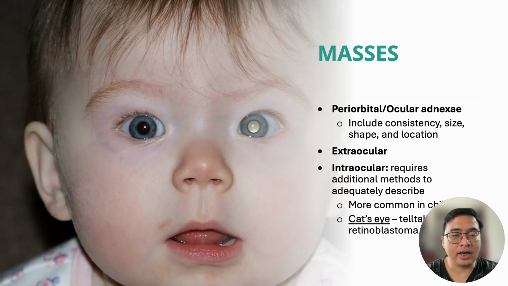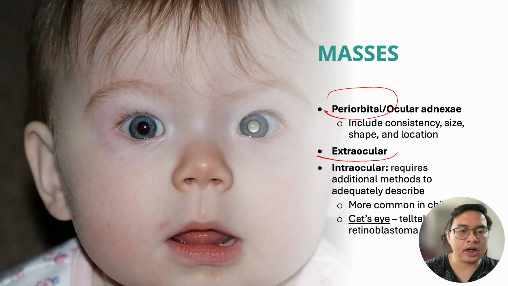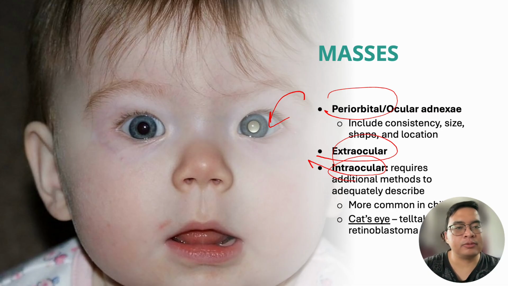You could also look for masses or tumors. Masses or tumors of the eye could be located periorbital, extraocular, or intraocular. Ocular means inside the balls of the eye. So periorbital means around this area here.